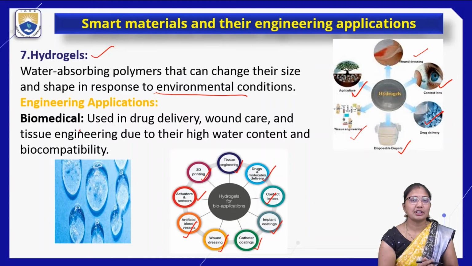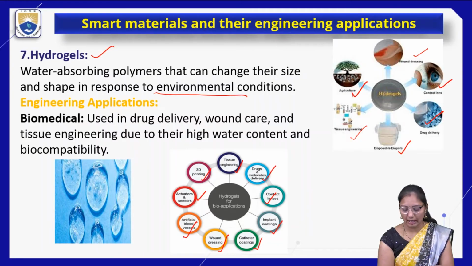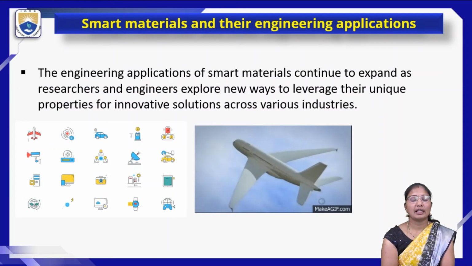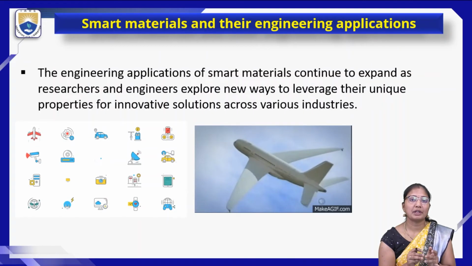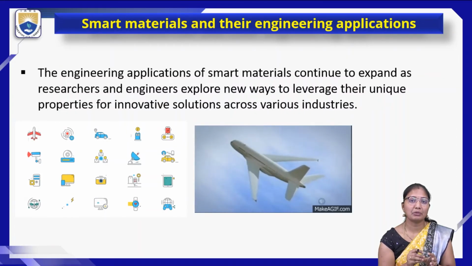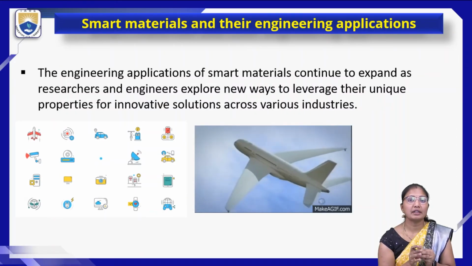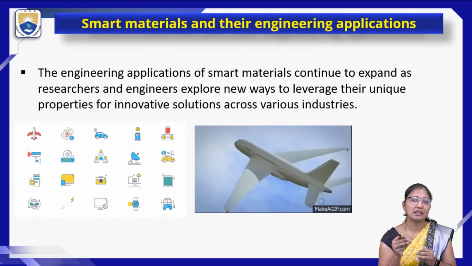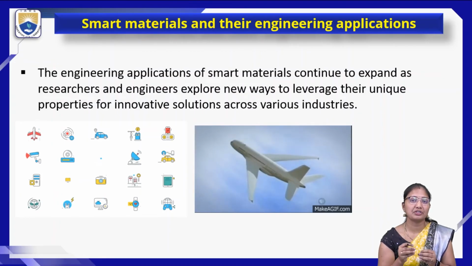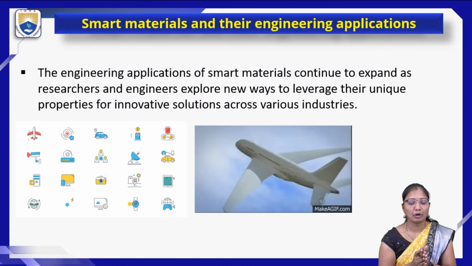Then what are the engineering applications? They are used in drug delivery, wound care and tissue engineering due to their high water capacity, high water content and biocompatibility. So these piezoelectric, thermochromic, photochromic materials, hydrogels and shape memory alloys all have varied and unique properties. Upon the action of external stimuli, there may be a change in color or a change in the shape. So they have unique properties.